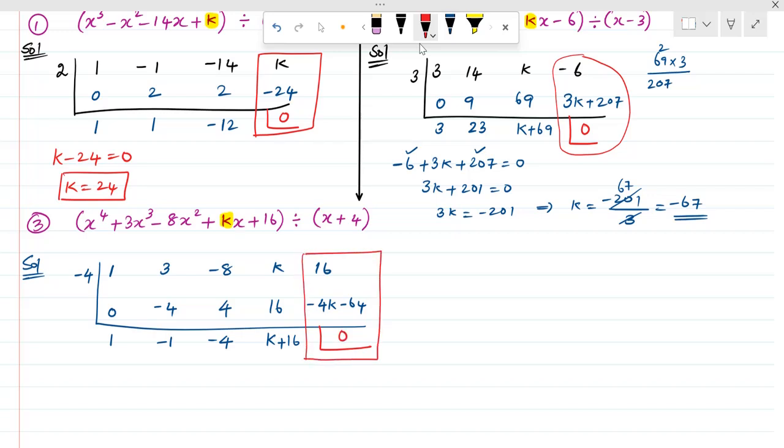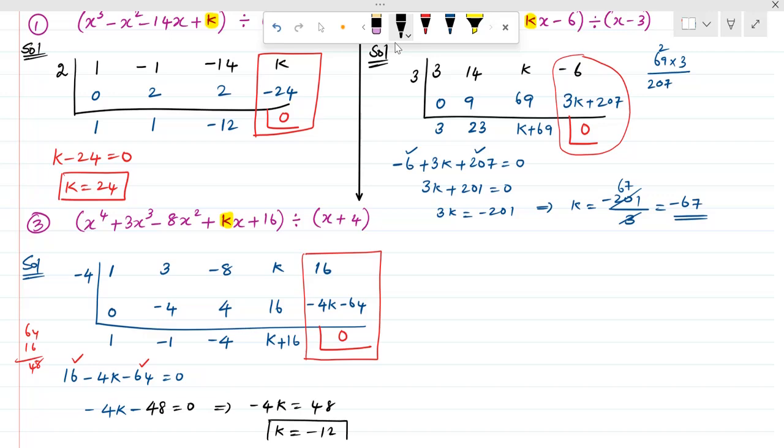Now simplify this part. You will get 16 minus 4k minus 64 equals 0. If you add these two and simplify, you will get minus 4k minus 48 equals 0. Move it to the other side, you will get minus 4k equals 48, and k is equal to minus 12. So this is the k value.